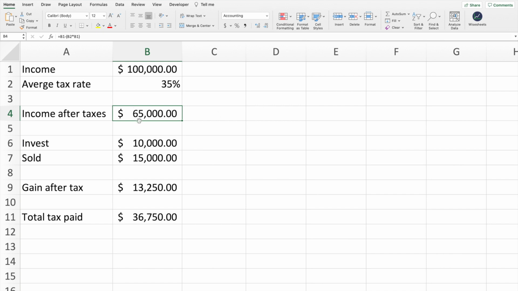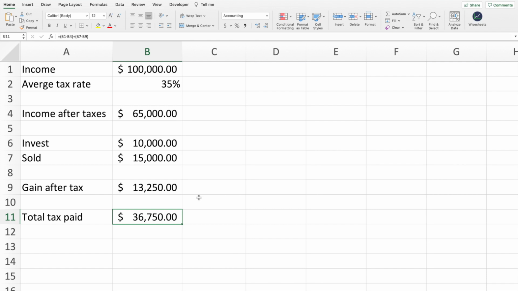Out of the $65,000, you do decide to invest $10,000, and then eventually you sell those investments for $15,000. That means your gain, because you have to pay taxes on any gains that you made, is $5,000, the difference between 15 and 10K. And from that gain, you have to pay taxes again. Let's say that the tax rate is still the same. So after tax, you only get to keep the 10,000 plus 3,250.